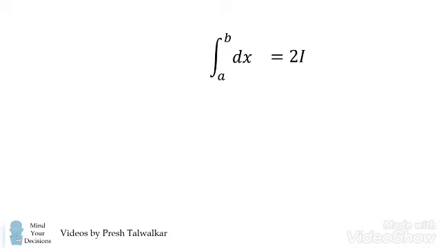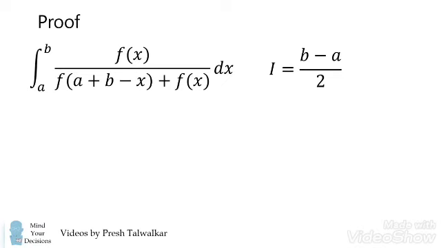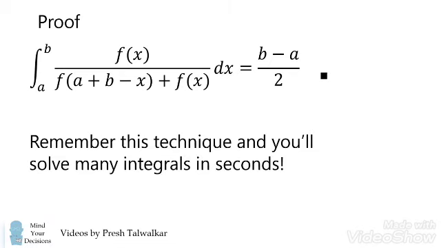So we have the integral of 1 from a to b, and that will be equal to b minus a. So I is equal to b minus a over 2, and that's exactly what we wanted to prove, that this formula is equal to b minus a over 2. And we proved it. Remember this technique and you'll solve many integrals in seconds.